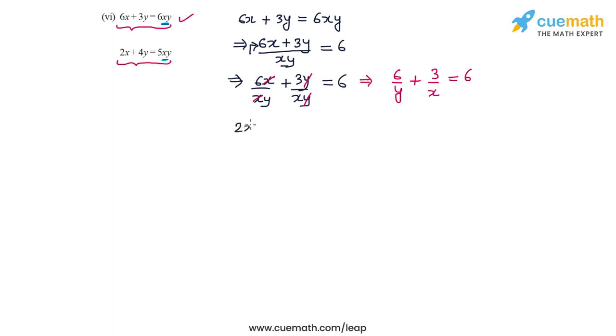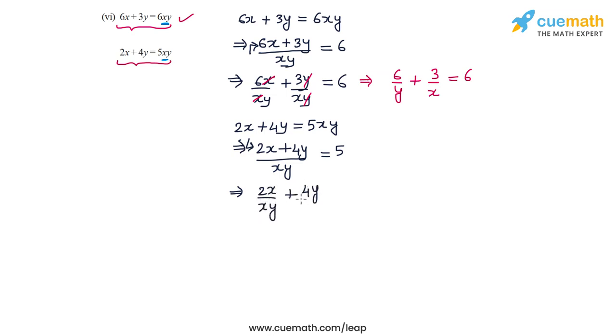The second equation is 2x plus 4y equal to 5xy, and again let's divide both sides by xy. So we get (2x plus 4y) by xy equal to 5, and then we divide each term of this numerator by xy. So we get 2x by xy plus 4y by xy equal to 5, and now from each term we see that the x cancels out here, so we get 2 by y, and then the y's cancel out here, so we get 4 by x equal to 5.